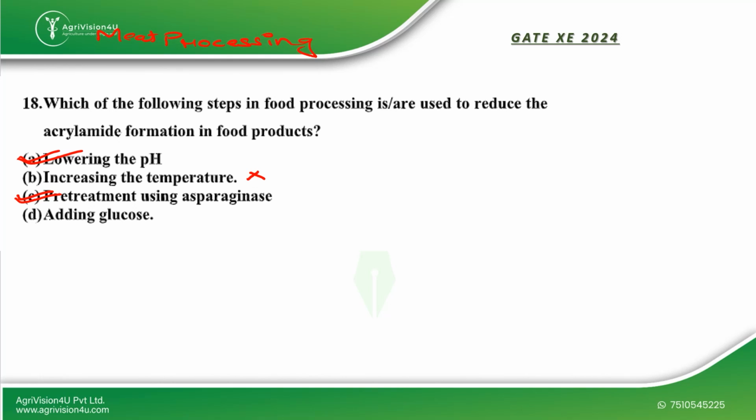So this is also incorrect. Why? Because adding glucose can increase acrylamide formation. Glucose is a reducing sugar, so it participates in the Maillard reactions, which lead to acrylamide formation. The Maillard reaction increases when temperature is high, and it also increases when glucose is added. So the correct options are option A and C.